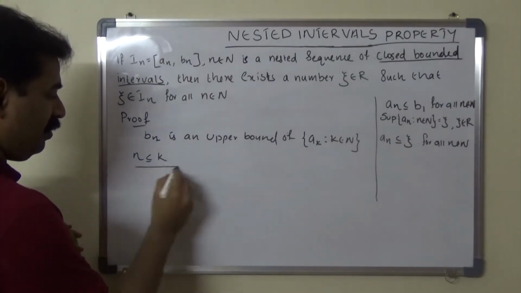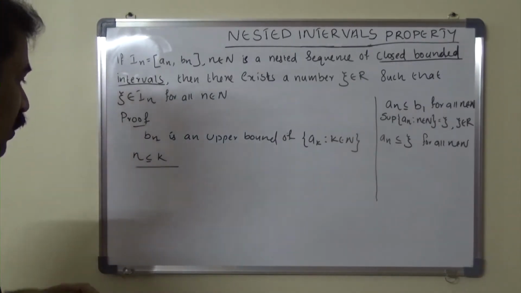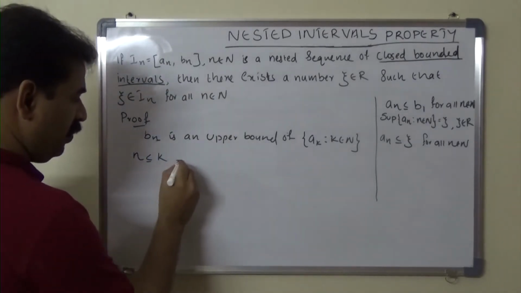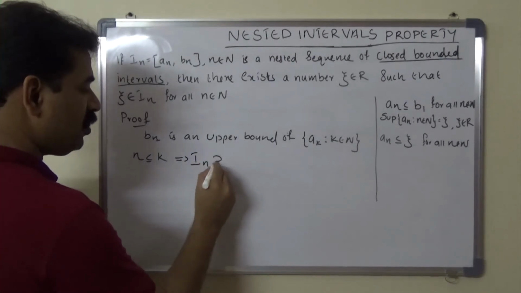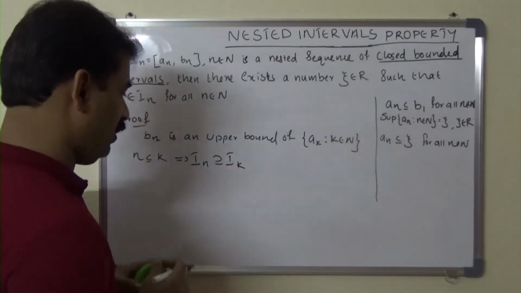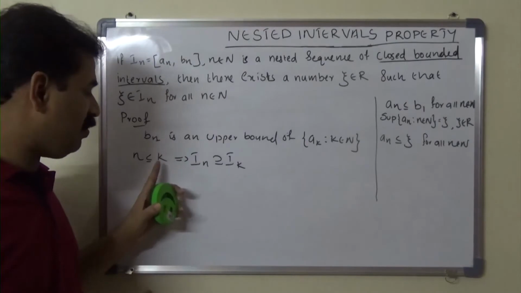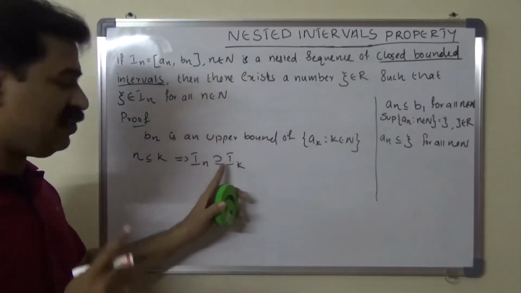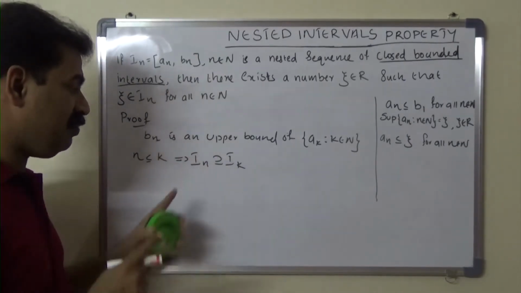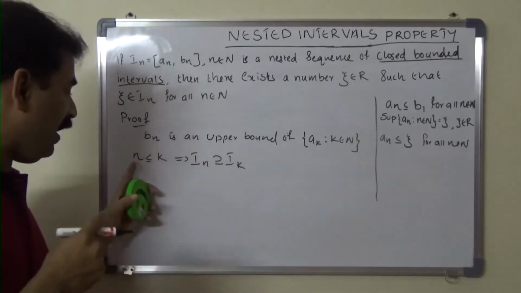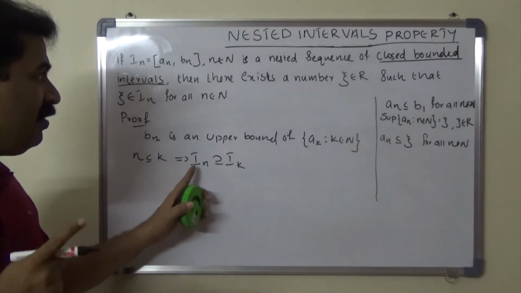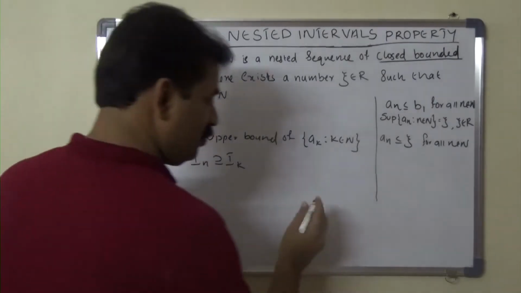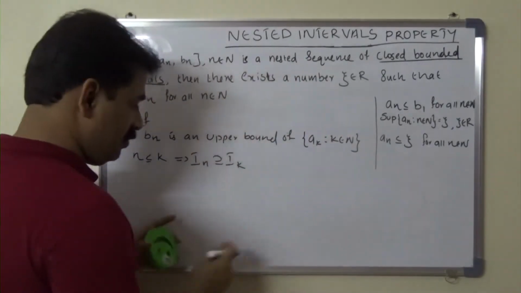So the first case, n is less than or equal to K. In this case, we can write In superset Ik. By the definition of nested intervals, In contains Ik, where n is less than or equal to K.